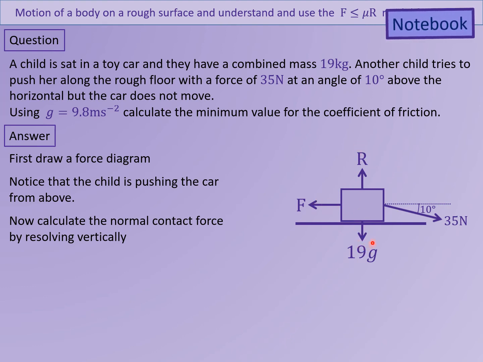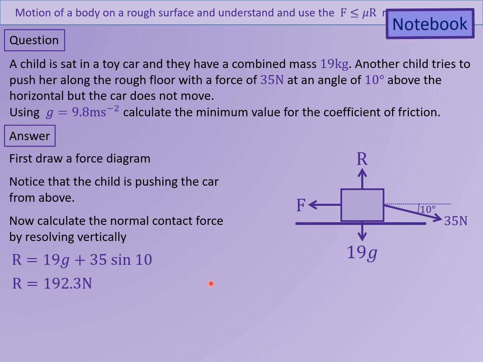So what forces are acting on this vertically? Well, definitely the 19g pulling down. Definitely 35 sin 10, just there. Remember, it's separate, so it's sin 10. And that's going to equal the R value. Now we got g as 9.8, so therefore we can take 192.3 newtons as our R value.